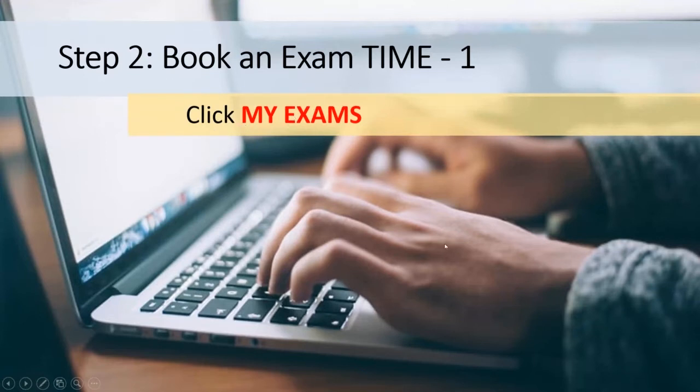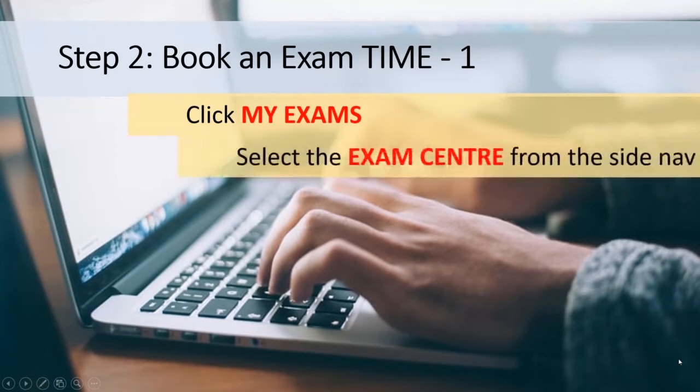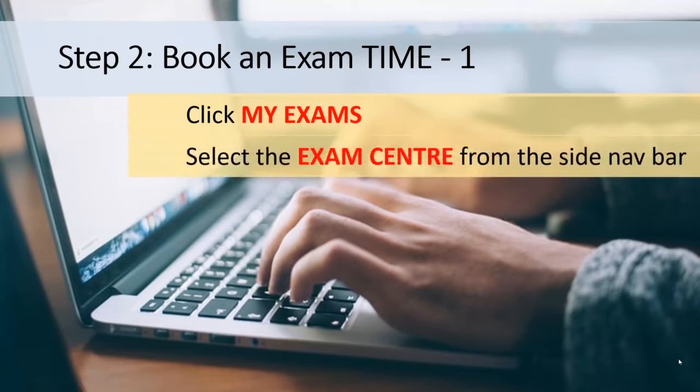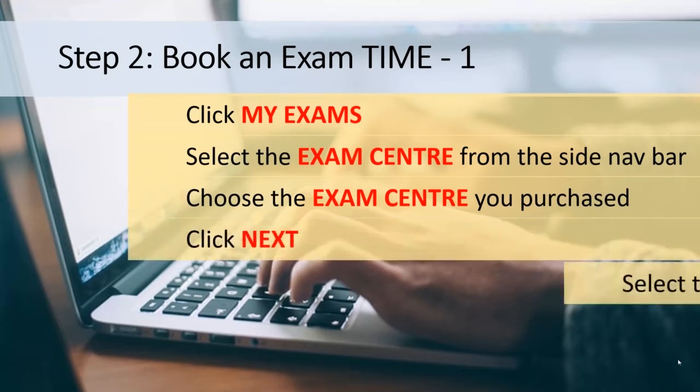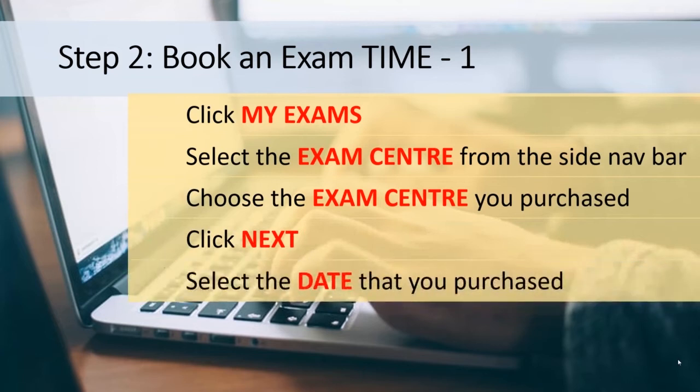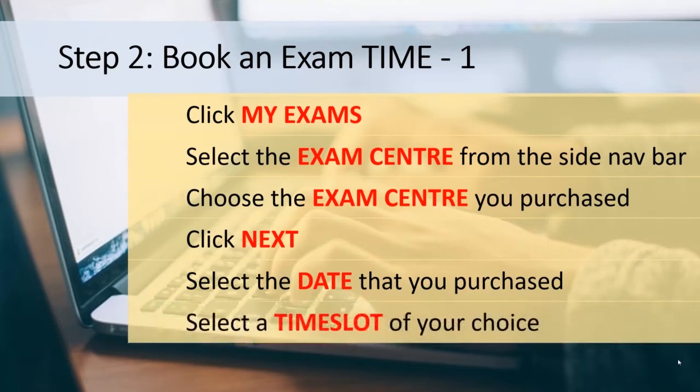So when you click on My Exams and you click on the exam center from the side navigation bar, then you click and choose the exam center that you purchased, which essentially could be Humber College, and you click on the next button, and furthermore select the date that you purchased. And once you select that date, you'll be given a few options. A few options come up that give you the various time slots available, and you just have to select a specific time slot that you want.